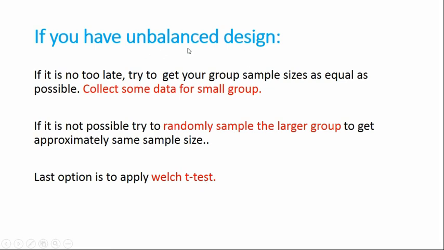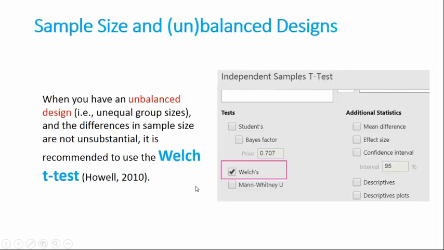If you have an unbalanced design, and it is not too late, try to get your group sample sizes as equal as possible. Collect some more data for the small group. If that is not possible, try to randomly sample the larger group, meaning select some data from the large group to make it approximately equal to the small group. The last option, if the earlier two are not possible, is to apply the Welch t-test.